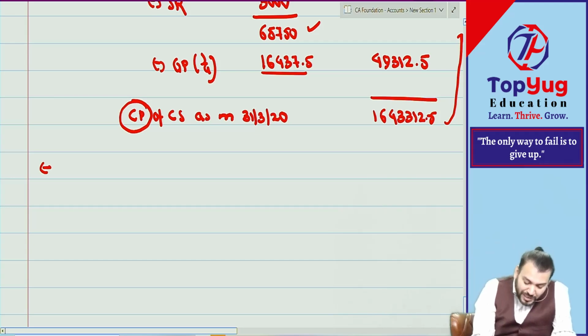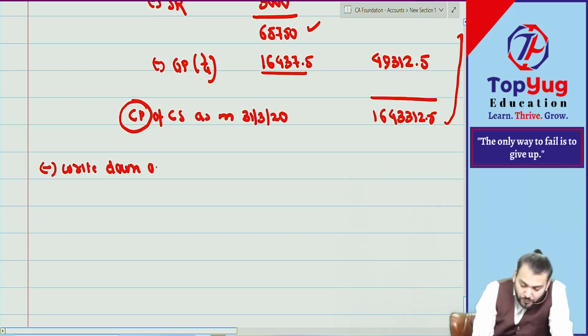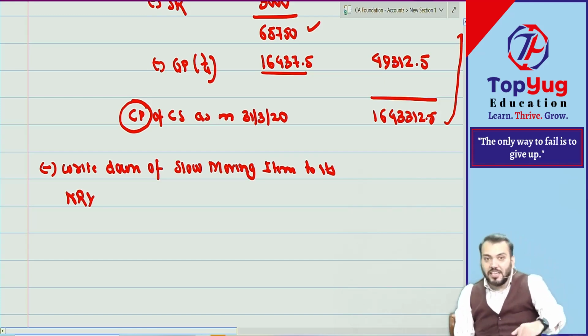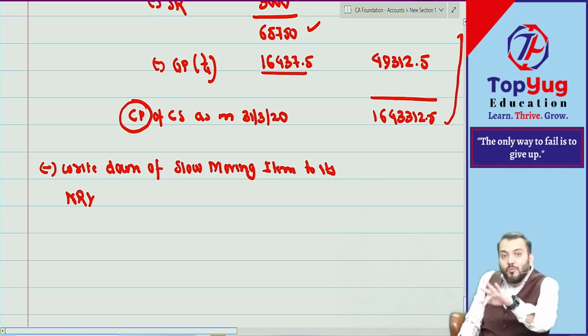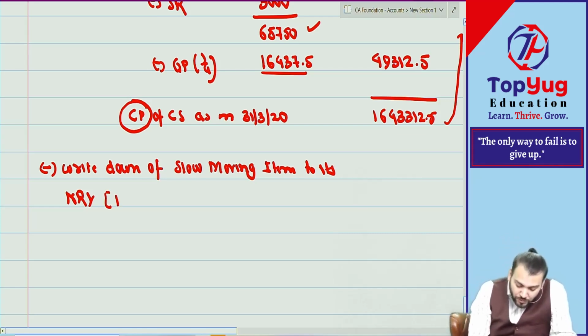So minus the write down. What should I write? Minus write down of which item? Slow moving item, you can add old also, to its NRV. Have you understood this sentence? A write down of inventory to its NRV. So how much do you write down? Tell me, what is the cost price given?